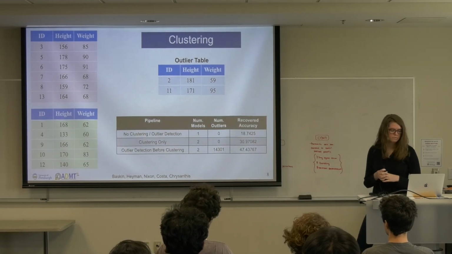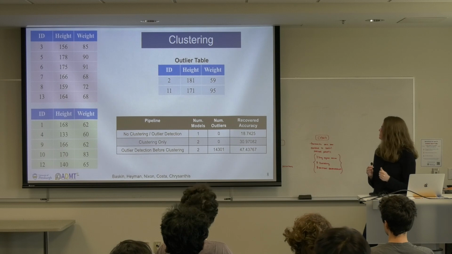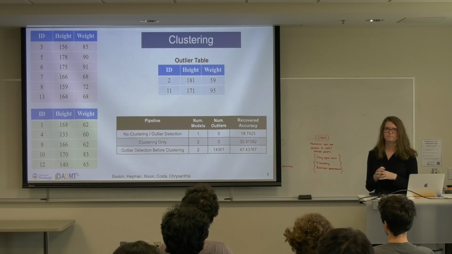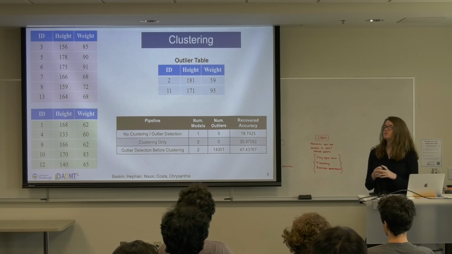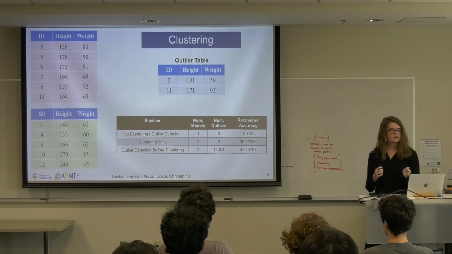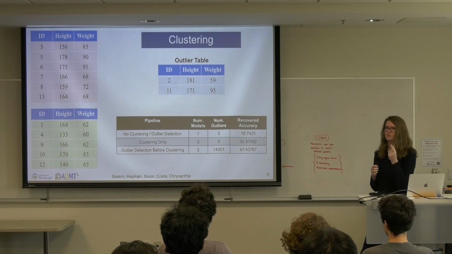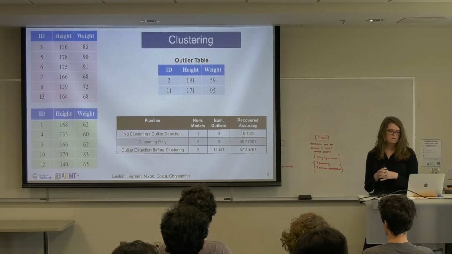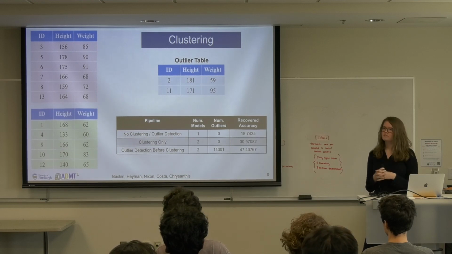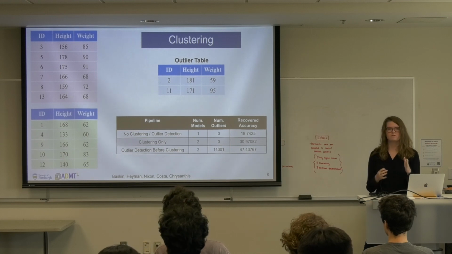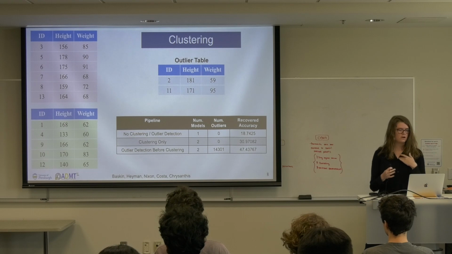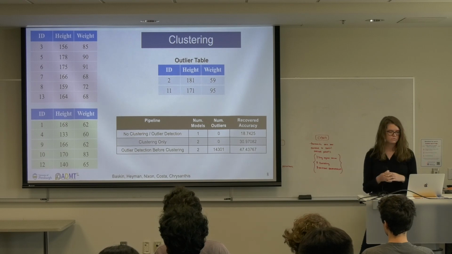And what we did find was that the recovered accuracy went from 18% to 47%. In this case, we defined recovered accuracy as the percentage of recovered values that were within a given error threshold. We set it as 5%. So a recovered accuracy of 47% means that 47% of the recovered weight values were within our 5% error threshold of the original weight values.